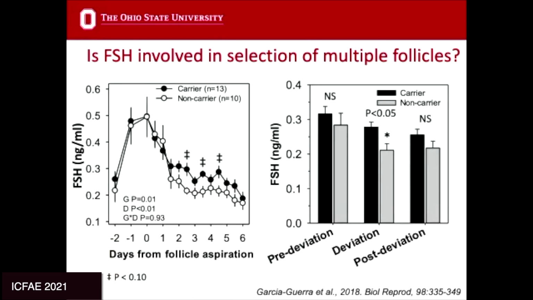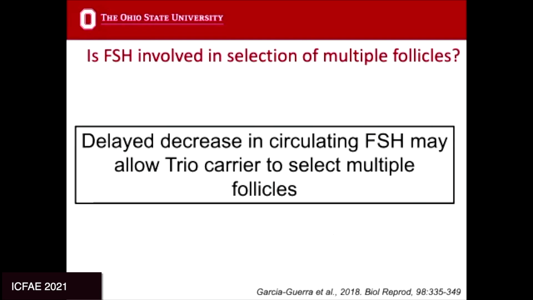We saw that pre-deviation, which would be the top of the FSH surge, concentrations were not different between the two genotypes. And after deviation, so the nadir, was actually not different either. But in the 24-hour period encompassing the time when deviation occurs, FSH was greater in the trio carriers, which led us to believe that a delay in the decrease in circulating FSH would allow trio carriers to select multiple follicles.